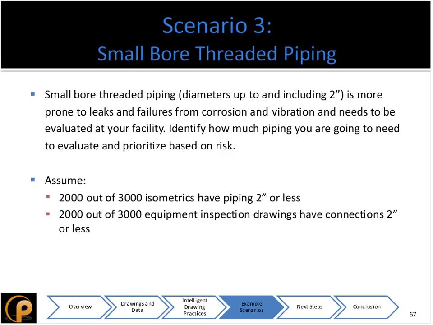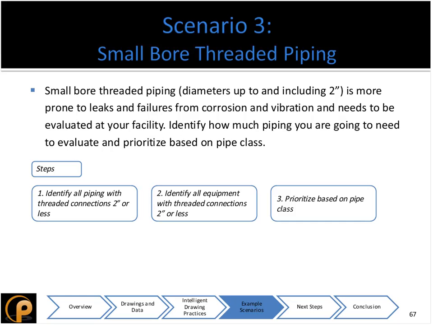So what steps would you go through for this scenario? Well, what I would identify would be to look at all of your threaded connections on your ISOs, look at all of your threaded connections on your equipment drawings that are all 2 inches or less, and use that information, and then prioritize those drawings based on the pipe class within each of those drawings. So generally, in an isometric, you'll have a single pipe class for that entire drawing.